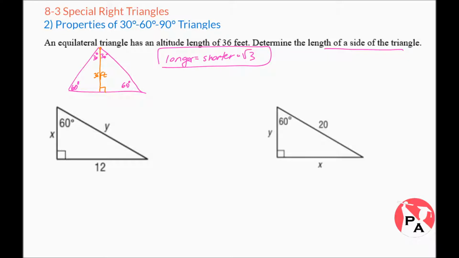This is what kind of equation we have. Now let's plug in what we know. We know that one of the sides is 36 feet, but which one? Longer leg or shorter leg?